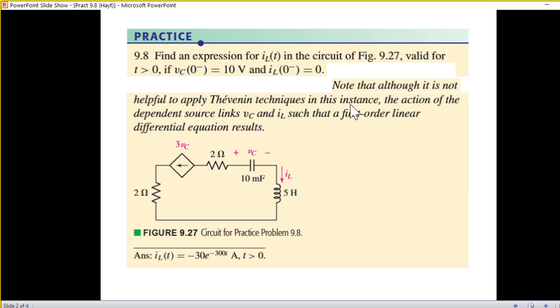A very important note has been given, which I also ignored, and I'm sure many of the students are ignoring. That is the note that although it is not helpful to apply Thevenin's technique in this instance. Now, actually, this is practice 9.8. In example 9.8, he has applied Thevenin's technique and solved it. This question is almost similar to that, and that is why everyone tends to apply Thevenin's technique. But keep in mind, do not try Thevenin's as we have done in example 9.8.